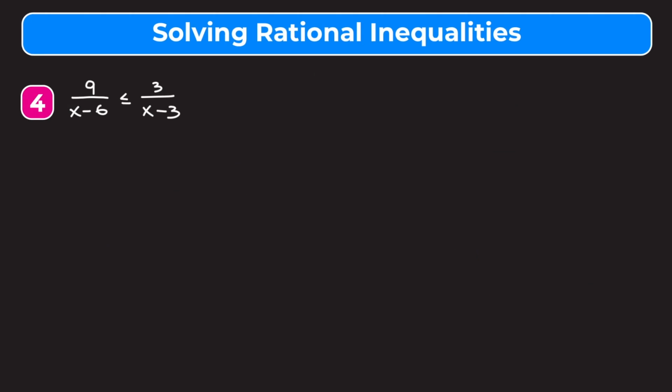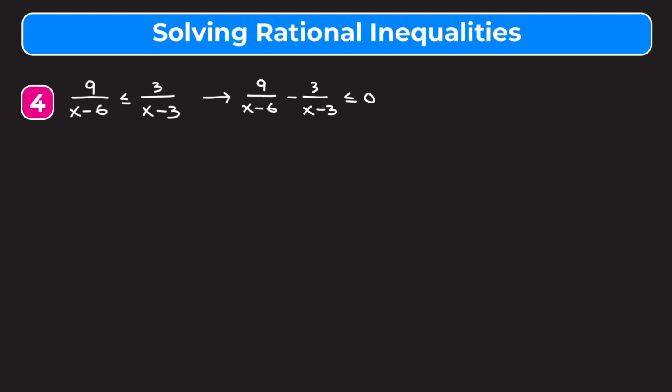So for this last example, we have 9 over x minus 6 is less than or equal to 3 over x minus 3. So what we want to start by doing is getting everything to one side of our inequality. So I'm just going to subtract this 3 over x minus 3 from both sides. So I'm going to have 9 over x minus 6 minus 3 over x minus 3 is less than or equal to 0. And now we have to make a common denominator.